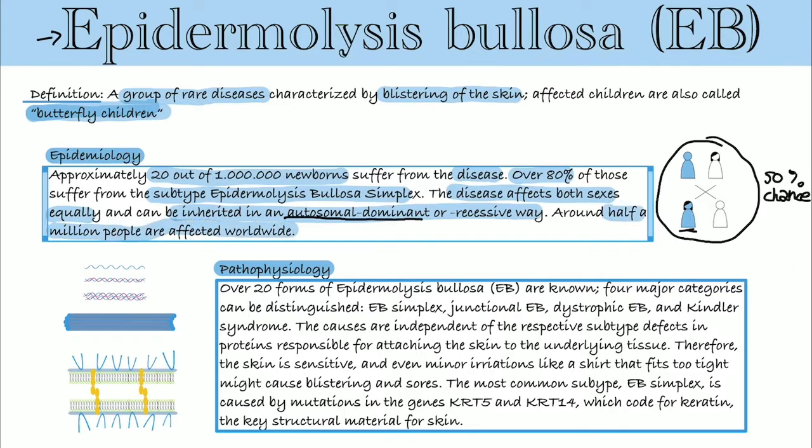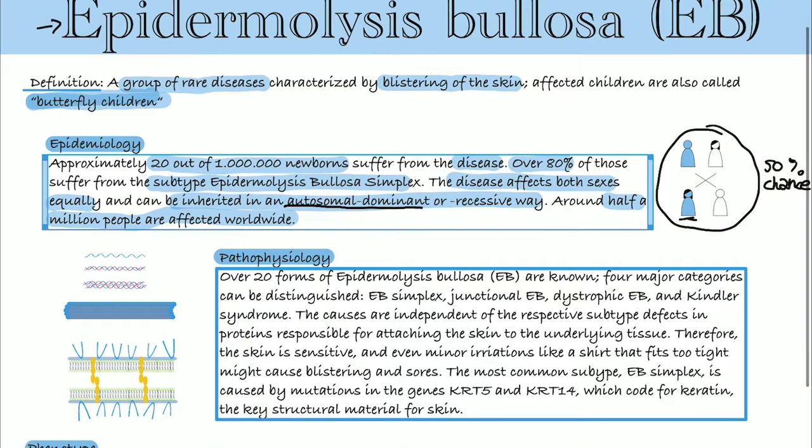When we're talking about pathophysiology, we have to say first there are over 20 forms, but we've got 4 major categories. So EB simplex, junctional epidermolysis bullosa, dystrophic EB, and Kindler's syndrome. There are a few causes, but in general it's all about proteins that are responsible for attaching the skin to the underlying tissue, and those are defective. So the skin is very, very sensitive, and also minor irritations like a tight fitting shirt might cause blistering and sores.